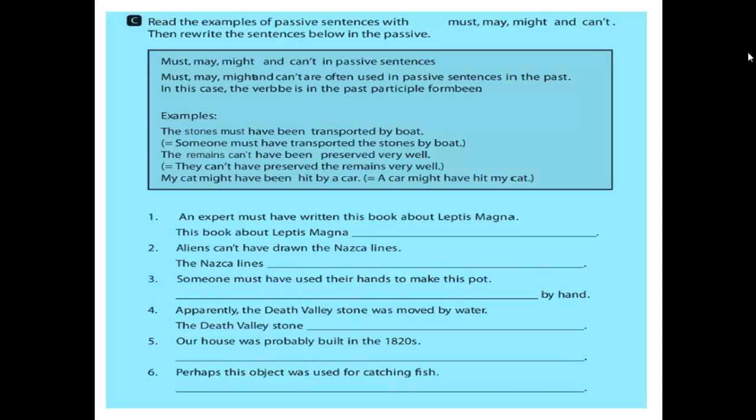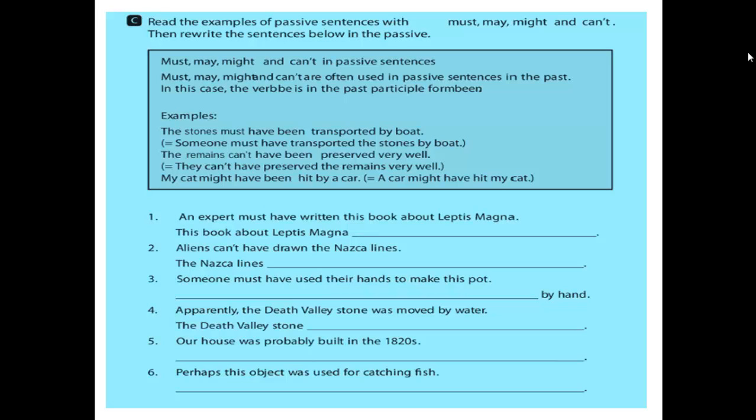Now exercise number C on page number 8. Read the examples of passive sentences with must, may, might, and can't. Then rewrite the sentences below in the passive. So we have to read the examples of passive sentences using may, might, can't, must, and then we have to rephrase the sentences in the passive.